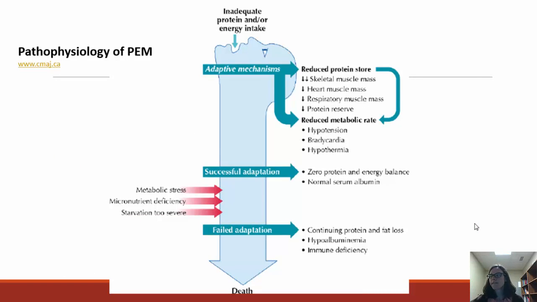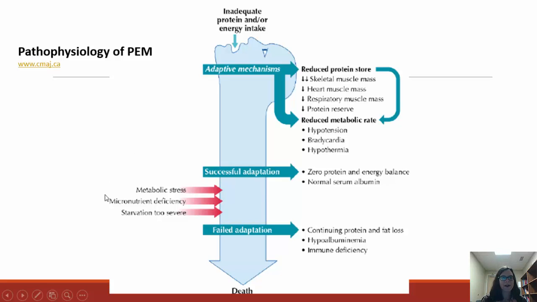Okay, so I have just one final slide here that demonstrates everything that we've been talking about. So here we have inadequate protein or energy intake, okay? And our body adapts by reducing, at first, our protein stores, and we have reduced metabolic rate. But then as we adapt, we then rely less on our body proteins, and we reach this homeostasis where we can survive for longer periods of time.